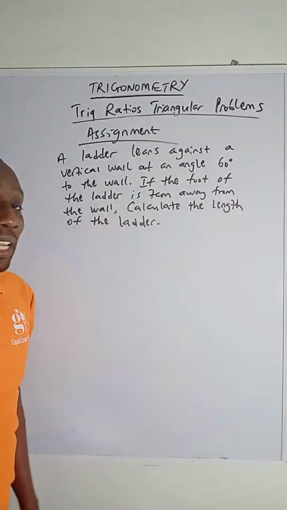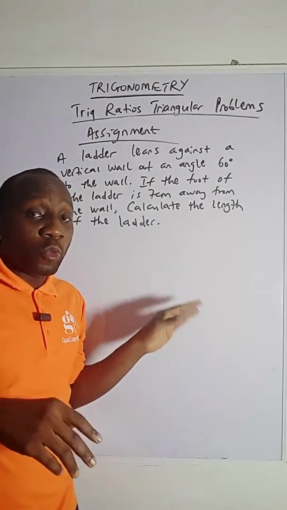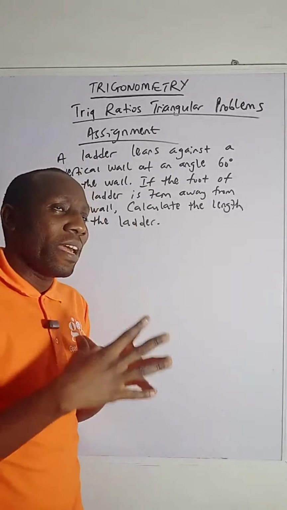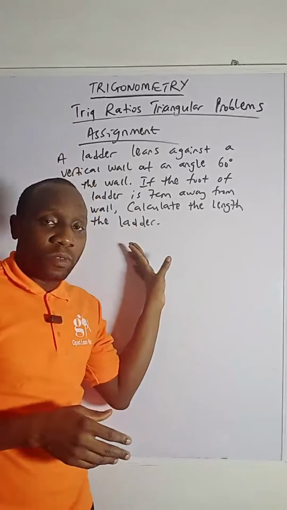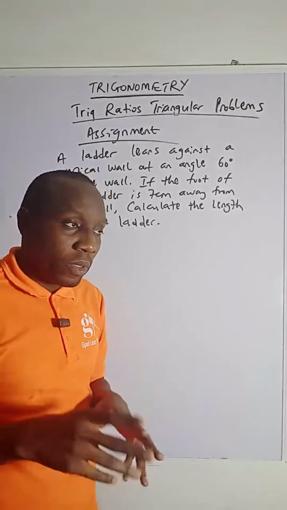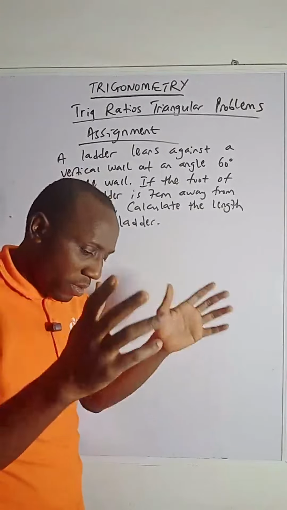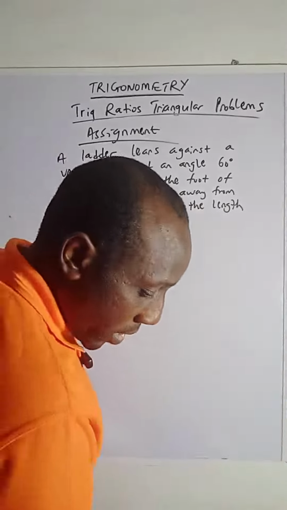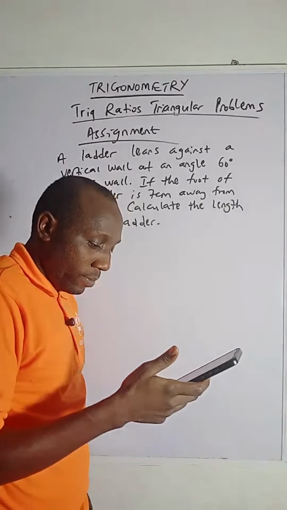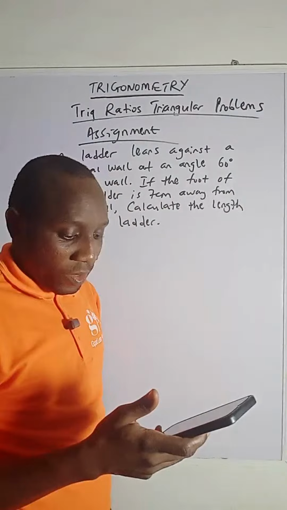So let this be your assignment. You can try this out. It's similar to one of the questions we have done before. So try as much as possible to do it. Tomorrow, if I'll be live, we're going to start with this one. Then we'll move on to more real world problems that will require us to use right angle triangles and other types of triangles. If you have any question, you can ask as we round up.